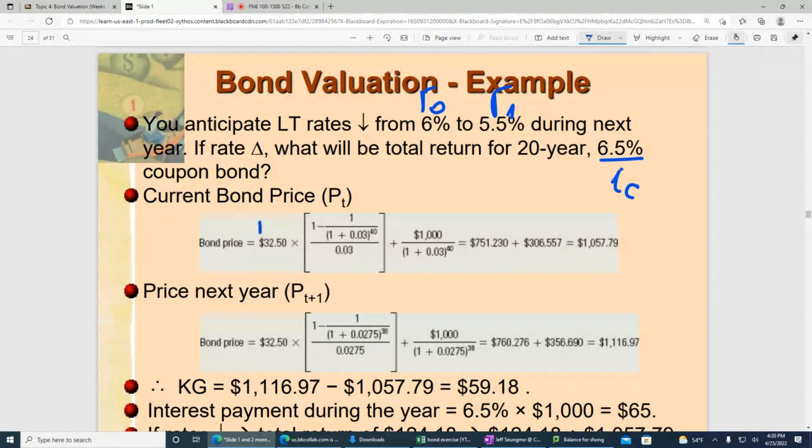The formula: this is the coupon payment, and then 20 years left, so 40 semesters. Currently the discount rate is 6%, so the half-year rate is 3%. So it comes to this. Next year, what's the price going to be? The coupon will still be the same because it's fixed, paid semi-annually. It's still the same thing.